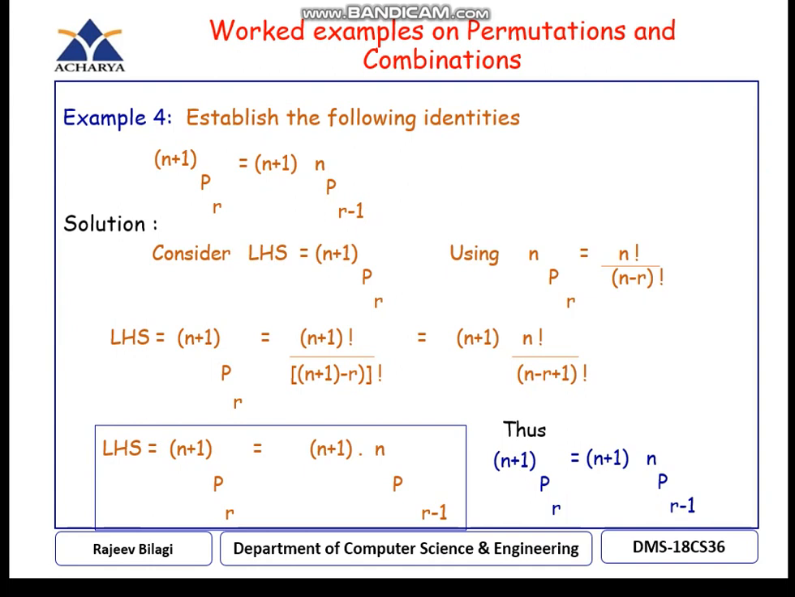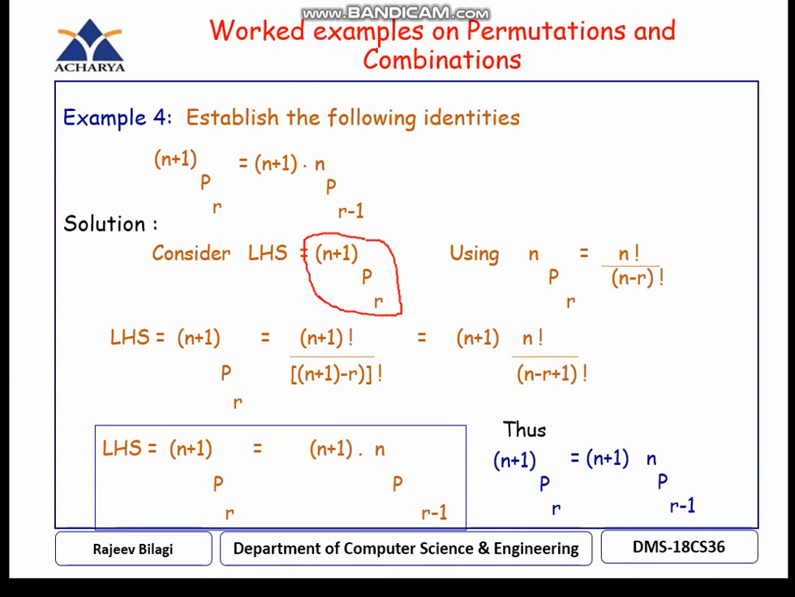Okay, next example. To prove the following conditions, that is, establish the following identities. That is, you have to prove that LHS equals RHS, or from LHS you are going to get RHS. So (n + 1)Pr is equal to (n + 1) into nP(r - 1). Now I will consider the LHS, (n + 1)Pr, which is given here.